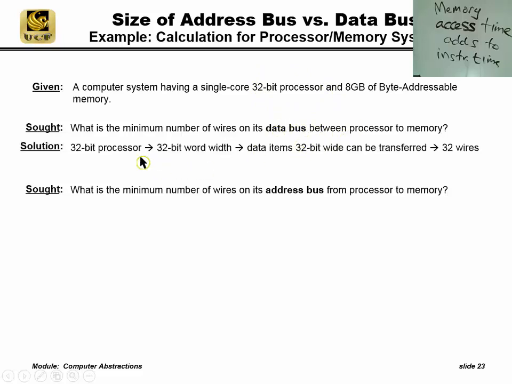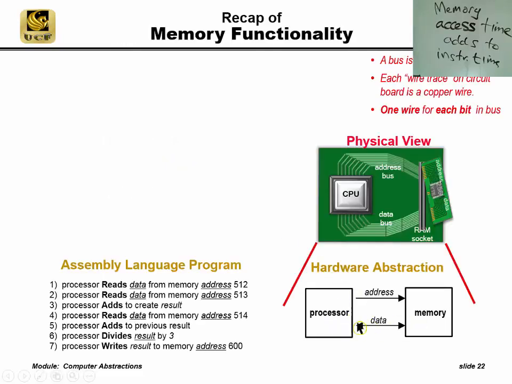So it's the 32-bit processor, which means 32-bit word width, which means that there's 32 wires on the data bus between processor and memory. What am I talking about? This data bus has 32 wires. I can put a little tick mark here and write the number 32. That is the number of wires on that bus. A bus is a bundle of wires.